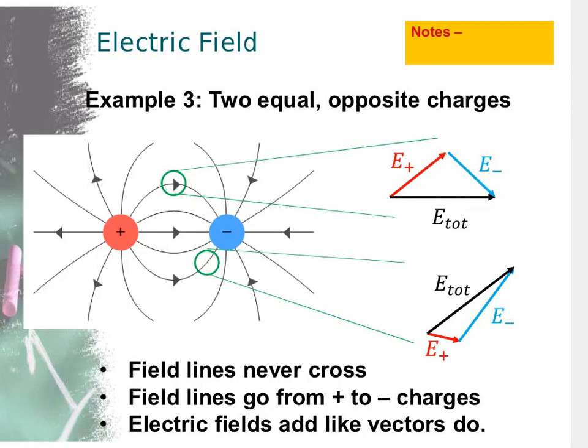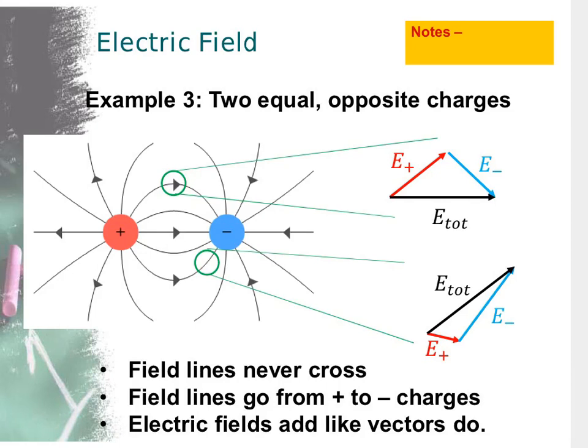Now, because electric fields add like vectors do, we can take this electric field plus this electric field to get the total electric field. And when we do that, and we add it like vectors, it turns out that the total electric field vector is going to point from left to right. And that's why these electric field lines end up bending like this. Because what we're doing is we're adding the electric fields of this point charge plus this point charge right here.